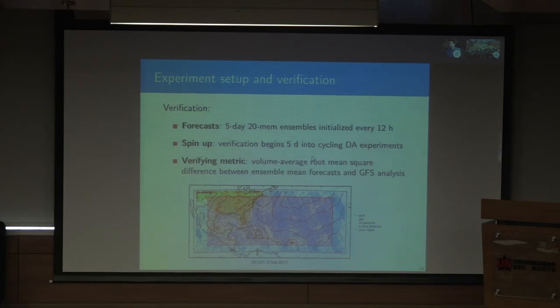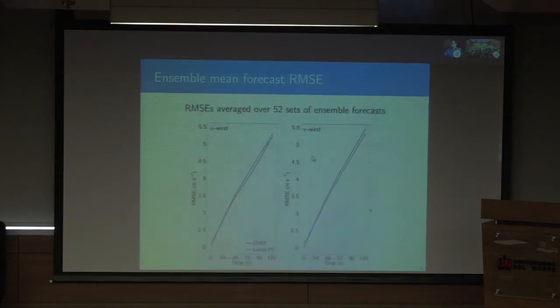And what we're using as our verifying truth is the Global Forecast System analysis, which is a 4-dimensional data assimilation solution that's produced every 6 hours. And just a quick verification: I'm verifying the ensemble mean of these forecasts. The blue values are the particle filter, and the red is the EnKF. And we're actually providing some benefit over the EnKF over this month-long experiment using this localized particle filter.